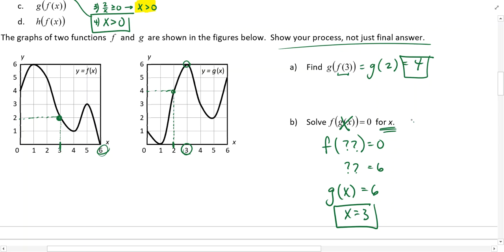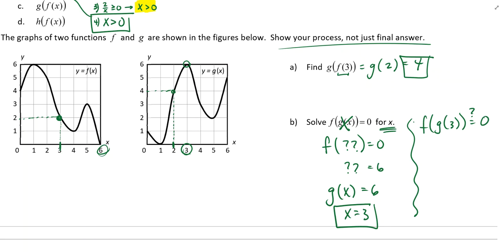Now, by the way, we should be able to test or check our answer. Does f composed with g at 3 equal 0? Well, let's see. g at 3 equals 6. f at 6 equals 0. And that's what we're looking for. f composed with g at 3 does end up equaling 0.